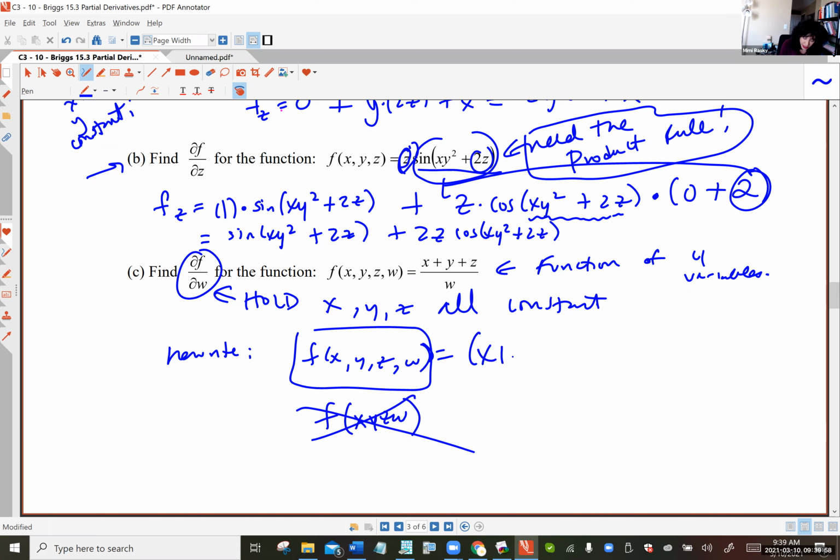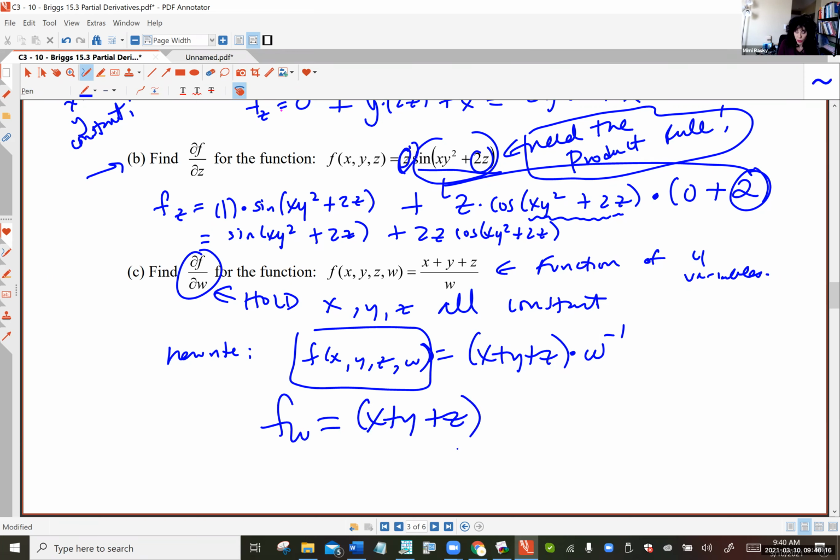I'm going to rewrite it as the quantity x plus y plus z times w to the -1 power. And the reason why I'm doing that is when I differentiate with respect to w, so fw, x, y, and z all look like constants. So right now they look like a constant multiple, copy it down, times the derivative of w to the -1 with respect to w, so that's -1 times w to the -2. And if I rewrite this without negative exponents, so it looks a little nicer, it's going to look like that. And we're done. There's the partial with respect to w.